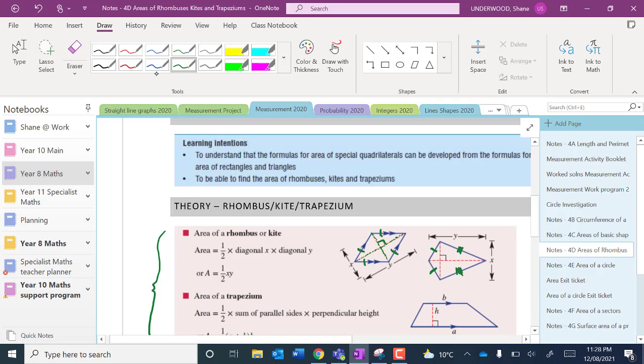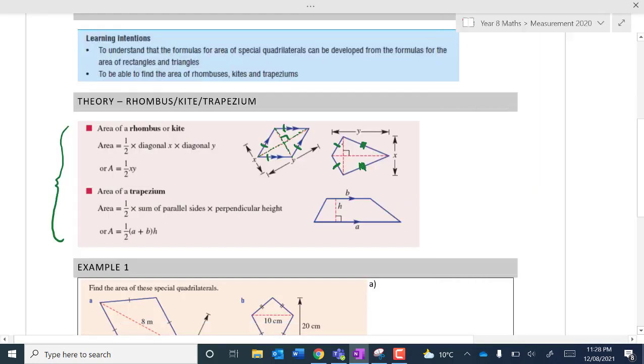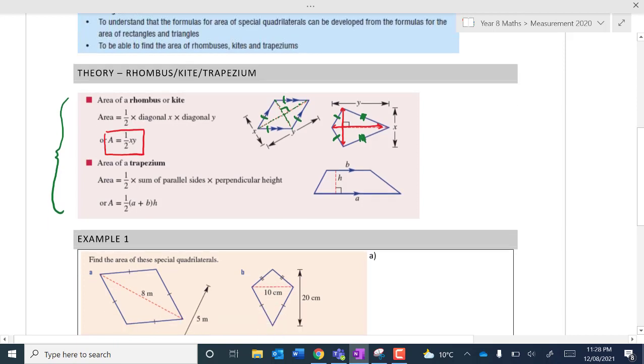You'll be given these in your diagrams. So we're looking for this diagonal, which we'll call x, and the other diagonal being y, and the area is a half times x times y. Okay, so that's the area of a rhombus or a kite, and likewise, we've got the area of a trapezium.